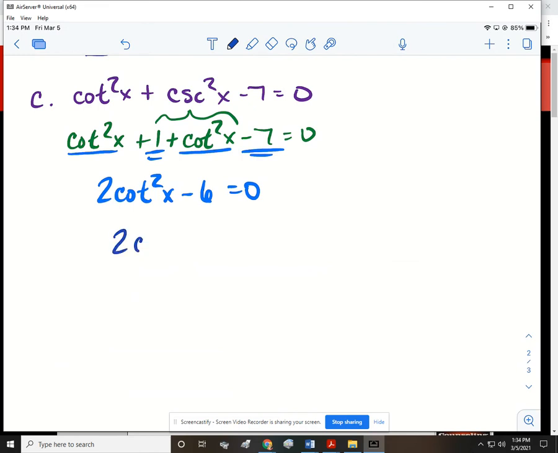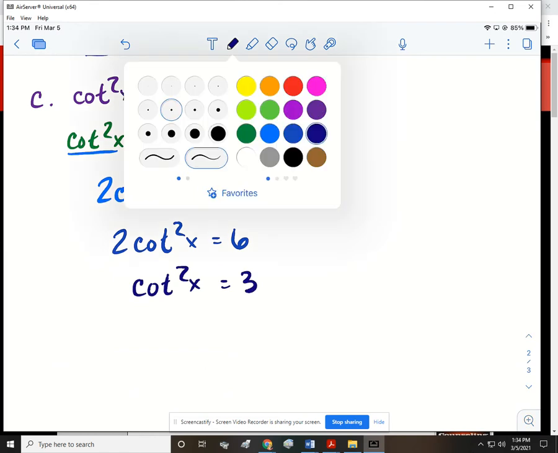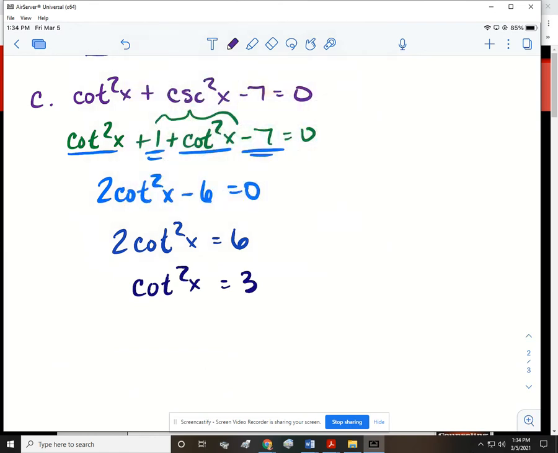Okay, then I'm going to add the 6, divide by 2, take the square root. Now don't forget, we do have to take the positive and negative square root. Okay.